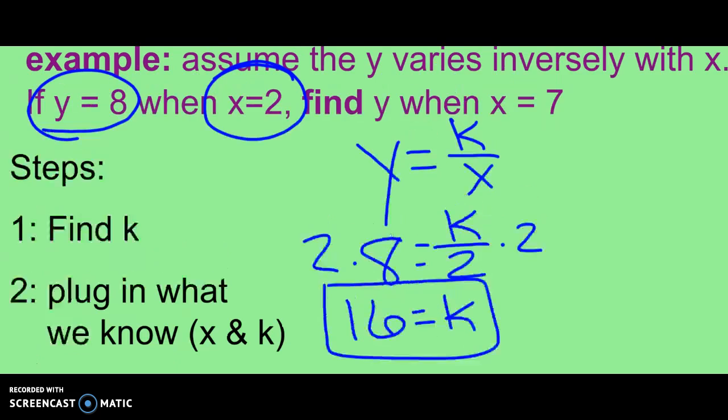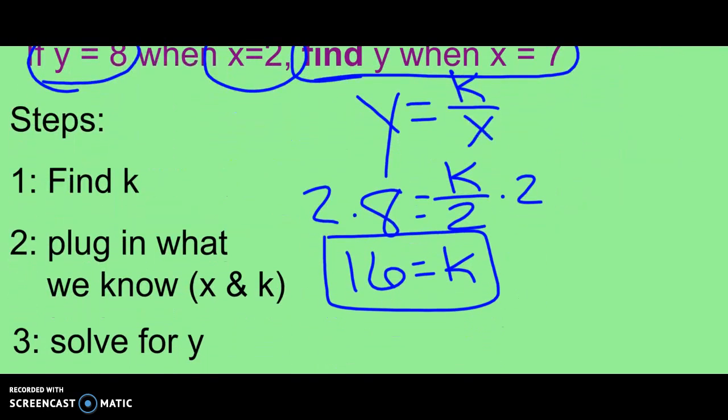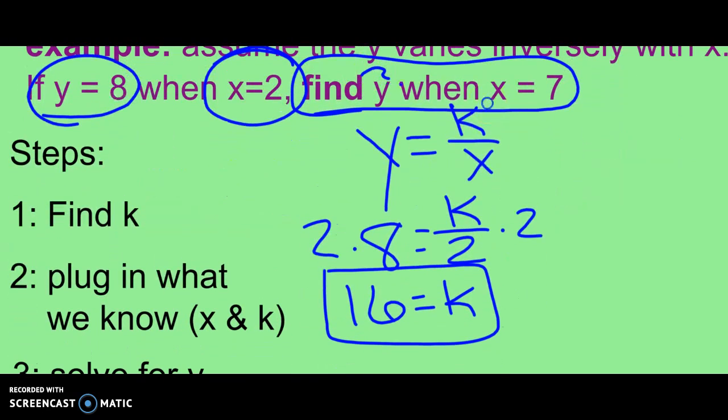We need to find the equation when x is 7. We want to find y when x is 7. So now we've got k, we don't know what our y is, but we do know what x is in the new one. I'm going to change my color. So now I'm going to rewrite my equation. Y equals, now k is 16, over 7, in our new one.